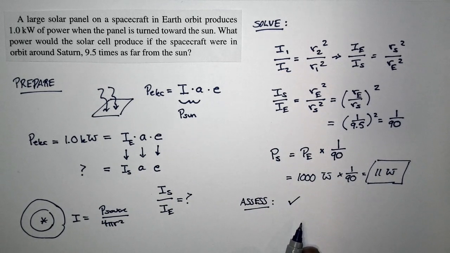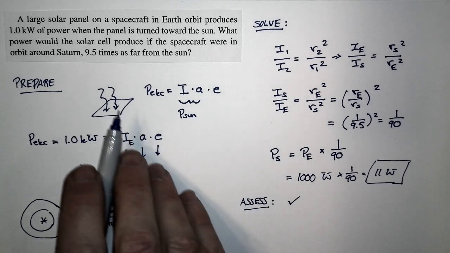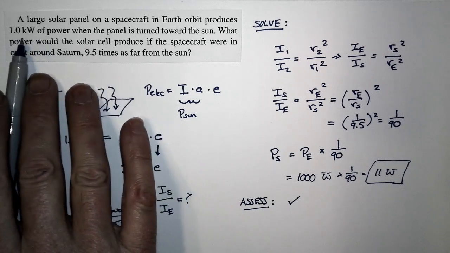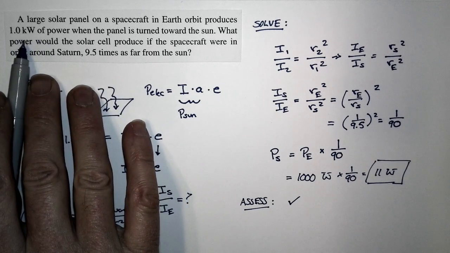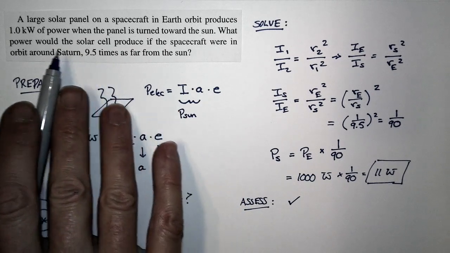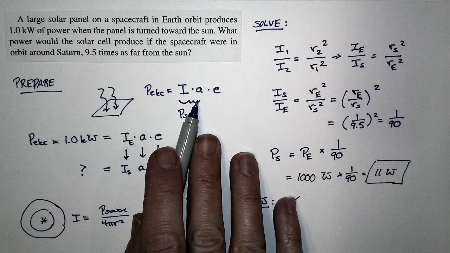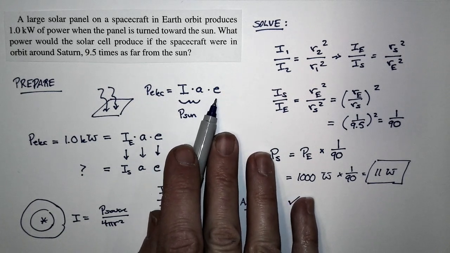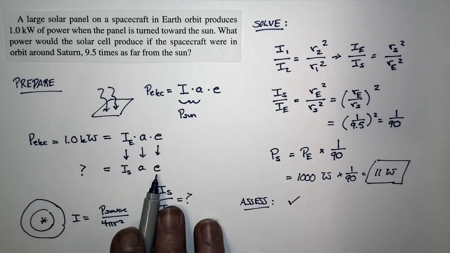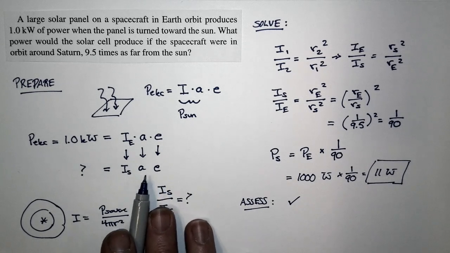But before we leave this, I want to point out a couple of things about the problem. It seems like you're not given very much information. You're told how much power comes out of the solar cell at Earth, and you're asked how much power comes out at the distance of Saturn. Two numbers in the problem. We aren't given the area of the solar cell or the efficiency of the solar cell. But those numbers don't change, so we don't need to know them.